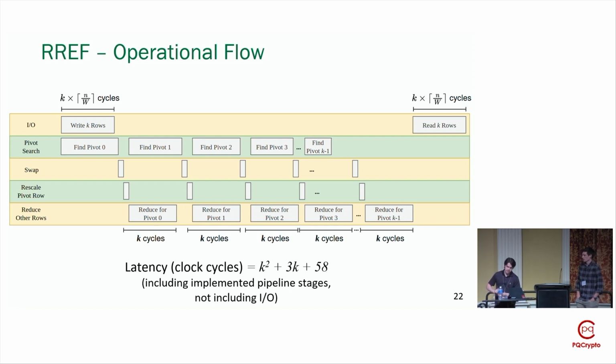And so the latency of our implementation can be described by this equation here. It's k squared plus 3k plus 58. The k squared comes from the inherent latency of the algorithm, where you have to iterate over k rows k times. The 3k comes from the pipeline stages. There's 3 cycles of downtime between rescaling the pivot row and reducing the other rows. And then the 58 comes from filling up a pipeline. And I'll describe that soon.